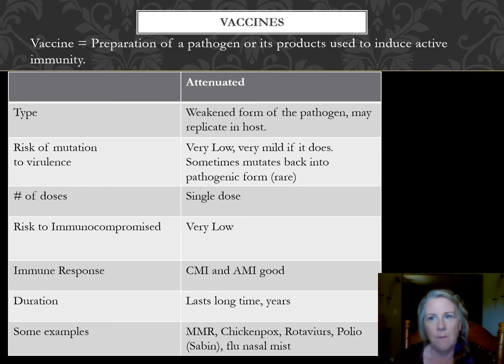Okay, number of doses. How many doses does it take of the vaccine in order to confer immunity? Usually it's a single dose, okay? The risk to the immunocompromised. So does this mean immunocompromised people can get this type? There's very low risk to the immunocompromised.